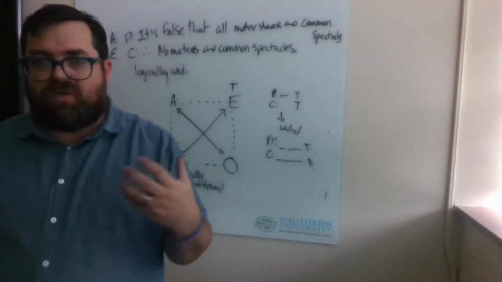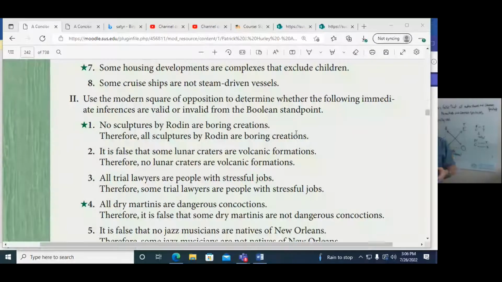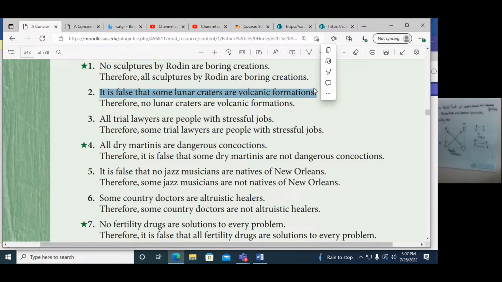So now let's go to an actual one. Let me go back and share my screen. Okay, so let's do number 2. Take a look at number 2: it's false that some lunar craters are volcanic formations. I'm going to keep this up as I write. I'll switch the board in a second. So hopefully you're going to get the hang of these.